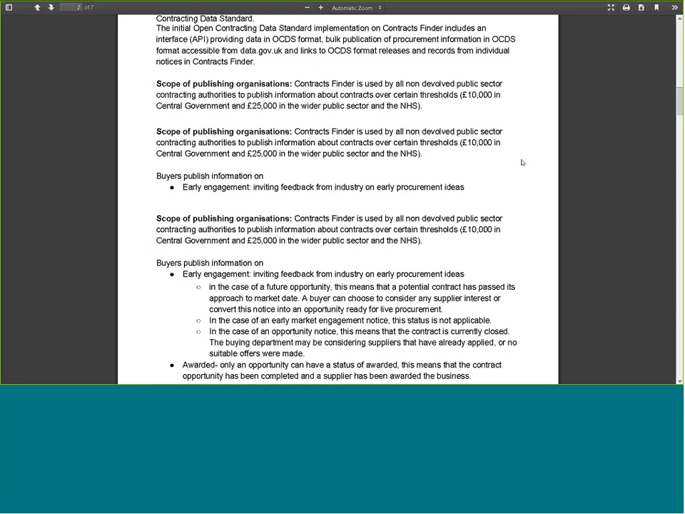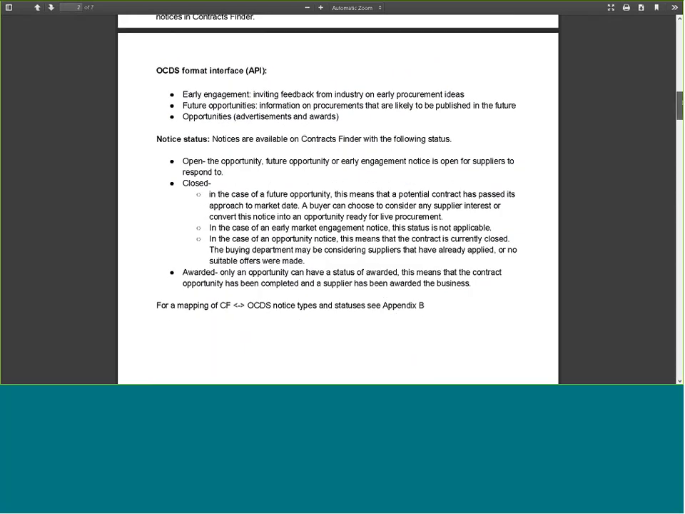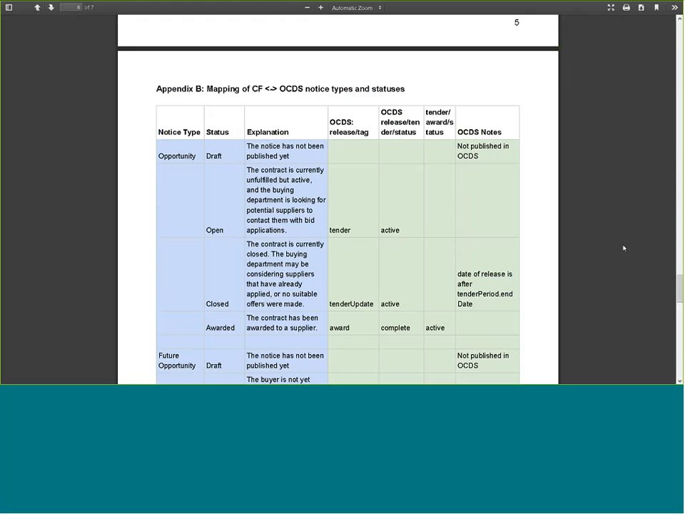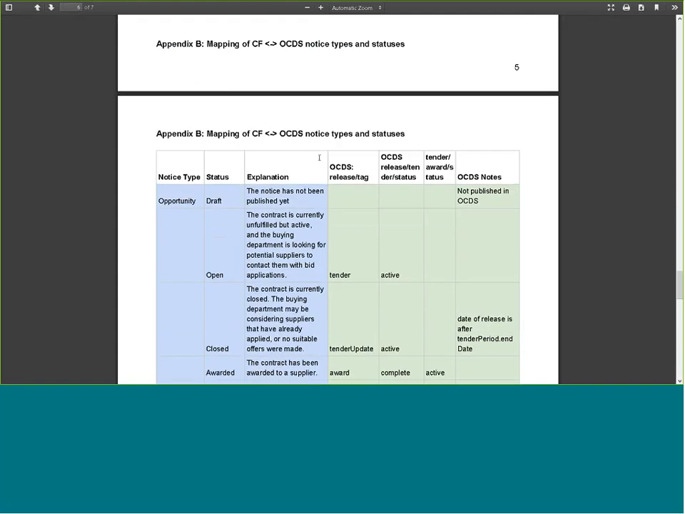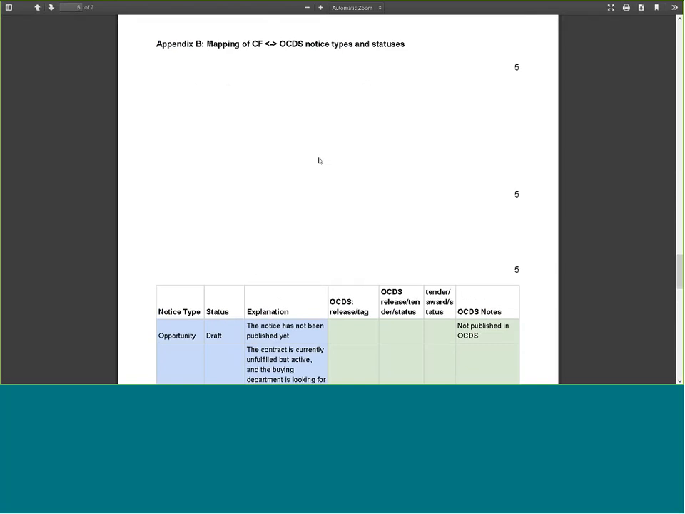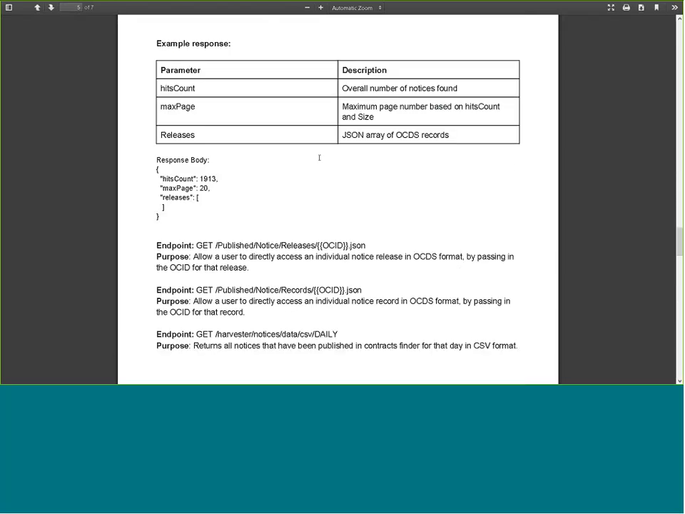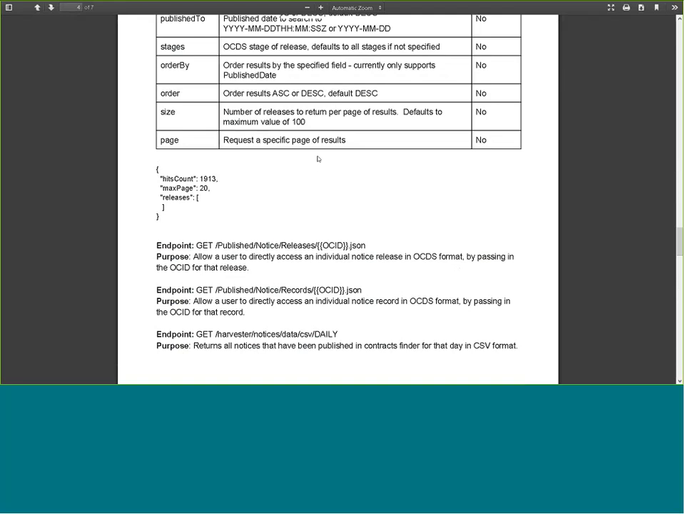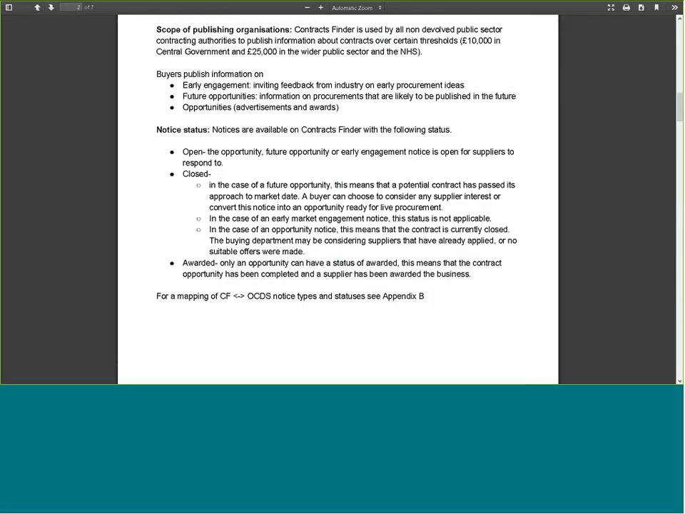And I think I've just remembered, this is where the notice mapping is. Yes, it's at the end of this document. So this is for people who are familiar with the terminology in Contracts Finder, and they can see how that maps onto the OCDS data. So hopefully bridging that gap of anybody who's already kind of using existing APIs or scraping data from existing publications. So thanks, Andrew. That was really good.